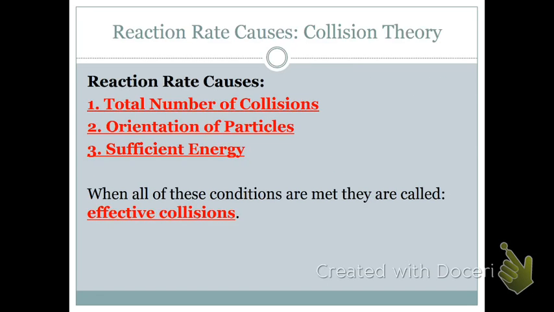The first thing we are going to talk about is something very important. It's called the collision theory. There are 3 things included in the collision theory: 1, the total number of collisions, so the particles colliding with each other; the orientation of the particles, in other words they have to be lined up correctly; and whether there's enough energy for the reaction to happen. When all of these conditions are met, we call these effective collisions. The more effective collisions you have, the more likely you are to have a chemical reaction. We're going to talk about each one of those a little more extensively.